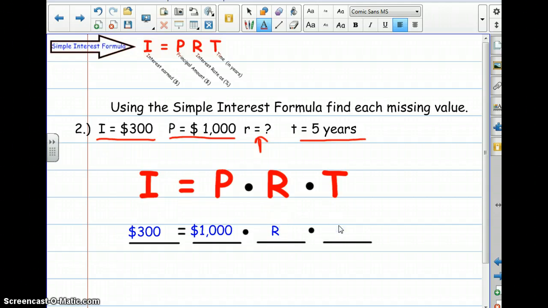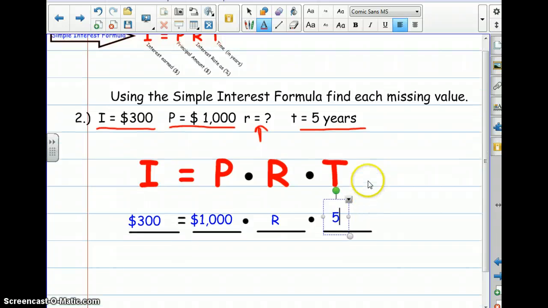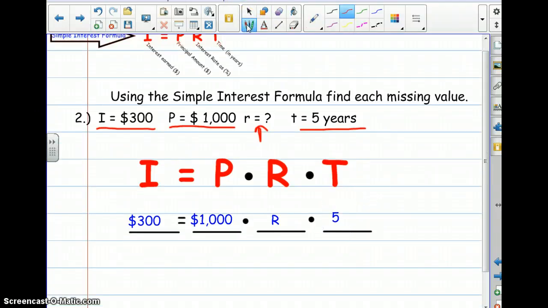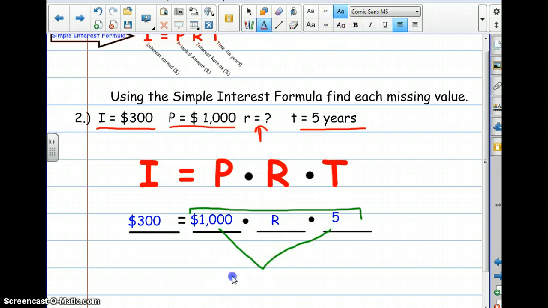And we do have a time, and we know that our time is already in years, so we don't have to do anything fancy to that. So we'll put in a 5. It's 5. Okay, now with this problem, I look and I see, okay, what operations do I know that I can do? What can I already perform? And I look at this problem, and I know that it says on this side of the equation that I'm doing multiplication on everything. Well, I don't know what R is, so I can't really multiply that by 1,000 yet. But I do know that 1,000 times 5 would give me 5,000.